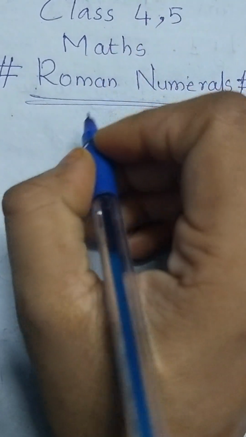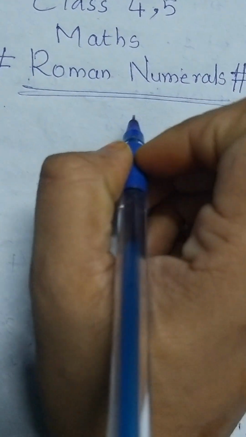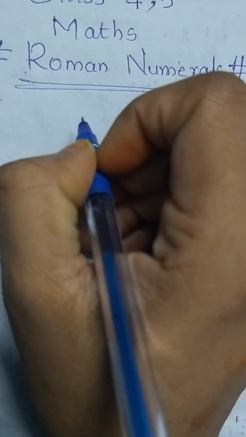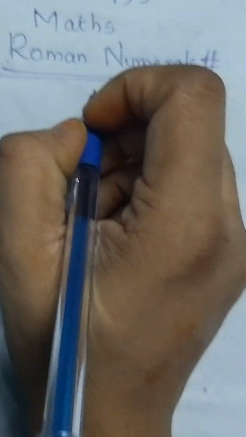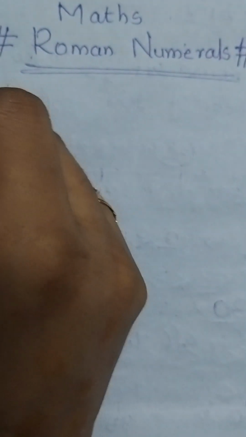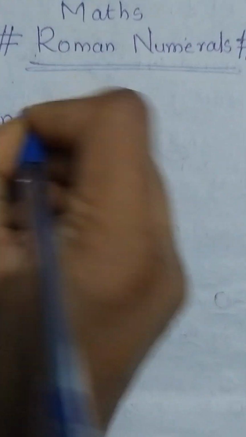Today I am going to discuss Roman numbers, Roman numerals, children. How we can write the Roman numerals system. Roman numerals have seven basic symbols. What are they? I will show here how to represent Roman numerals.